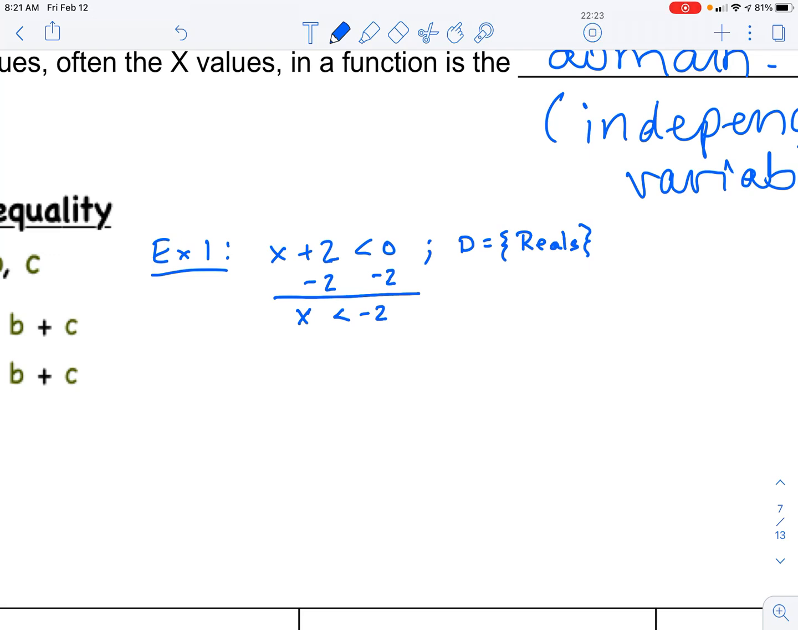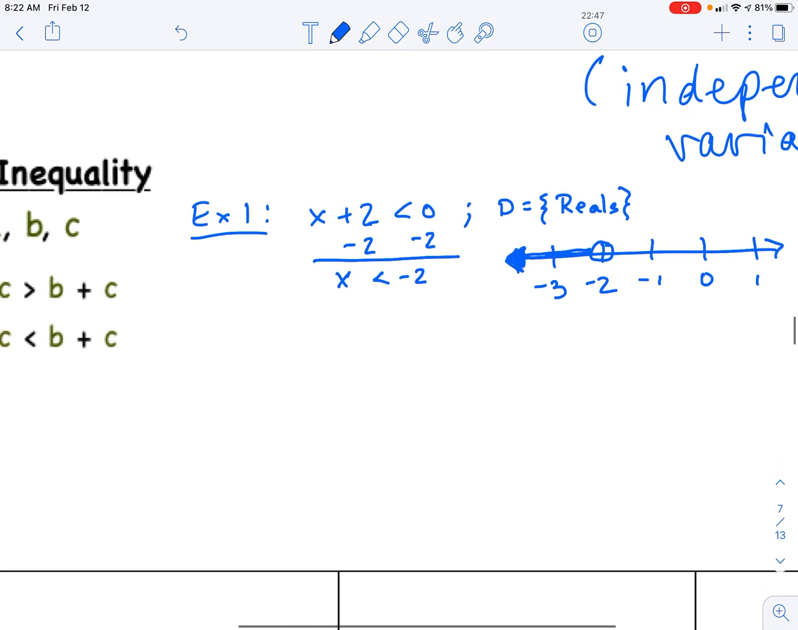So let's graph it. I'm going to start at negative 3, negative 2, negative 1, 0, and 1. I'll just put as many as I can fit on there. Okay, so if x is less than negative 2, it's not going to include negative 2, so we're going to put an open circle here, but it includes all real numbers less than negative 2. So we're going to bold that in right there.